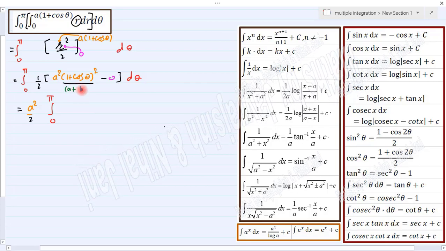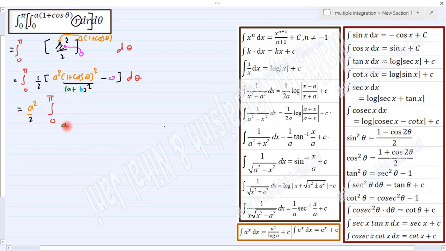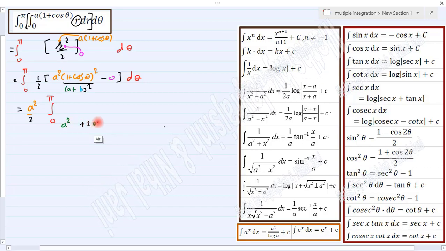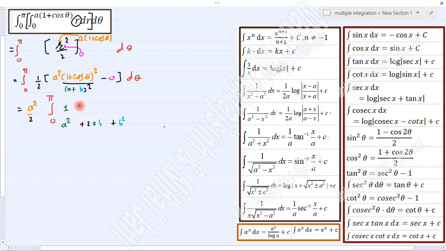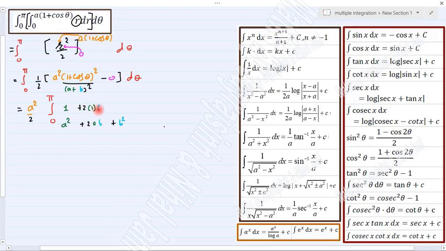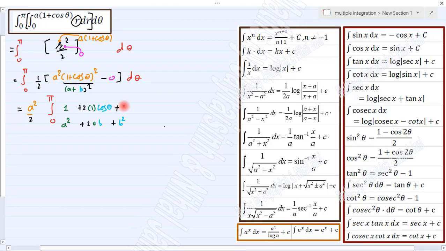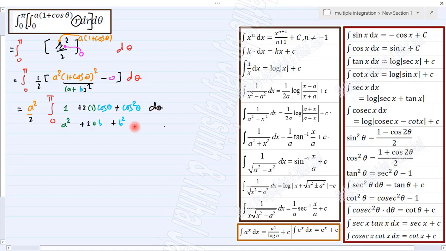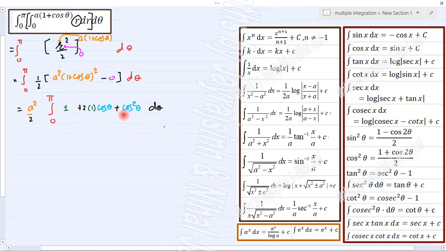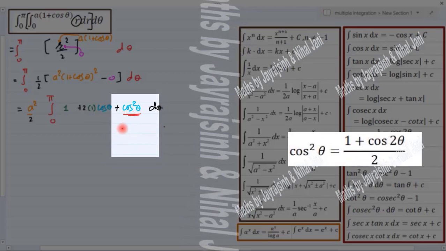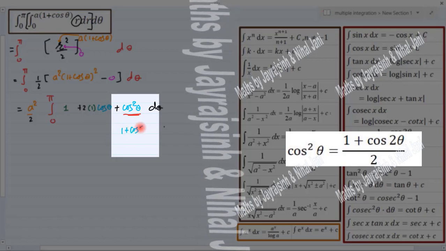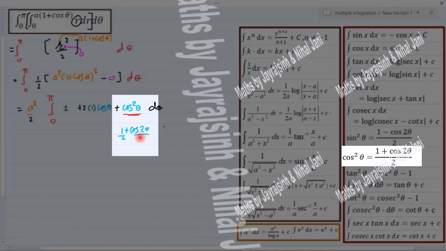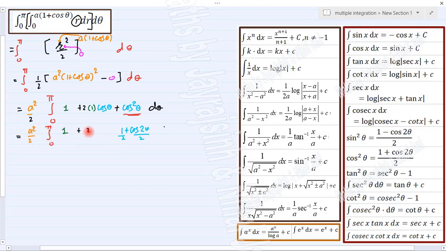A plus b the whole square, right? Which can be expanded as a square plus 2 times ab plus b square. So here we'll get 1 square plus 2 times 1 into cos theta plus cos theta square, d theta. We can integrate 1 and cos theta, but to integrate cos square theta, we have to convert it into 1 plus cos double the angle by 2. Rest of the terms will be as it is.